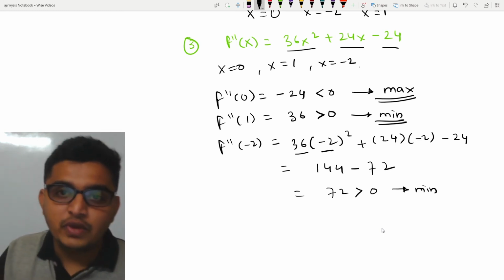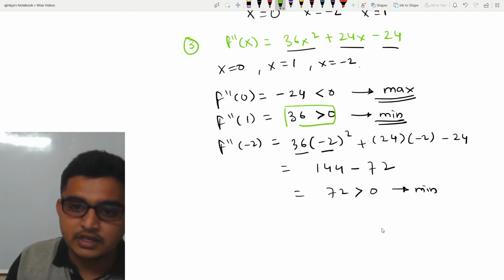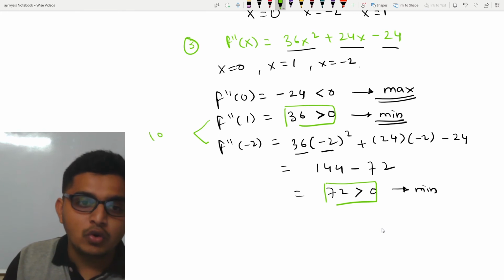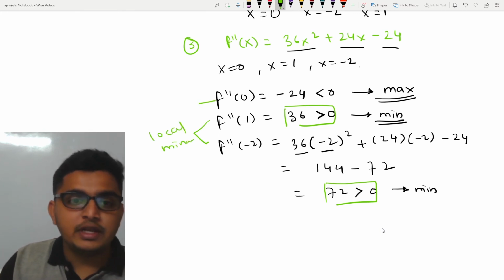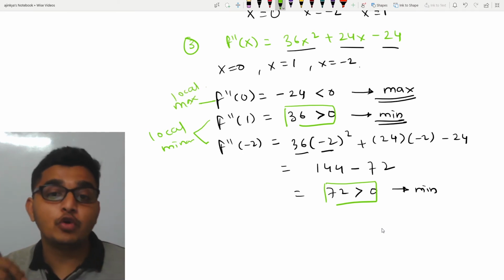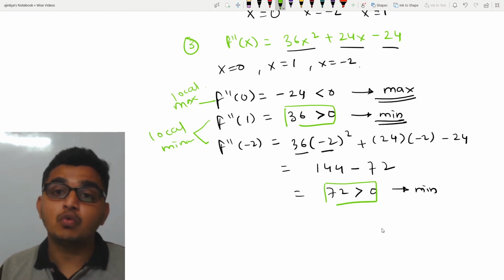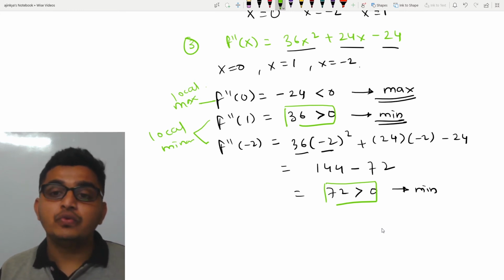So now we can say that, if you see this condition and this condition, these are two different points which are local minima, but this point is of maxima, which is local maxima. So we can directly put the values of f of 0 to find out what is the maximum value of that particular function. And if we put 1 and minus 2, we'll get the minimum values of that particular function.